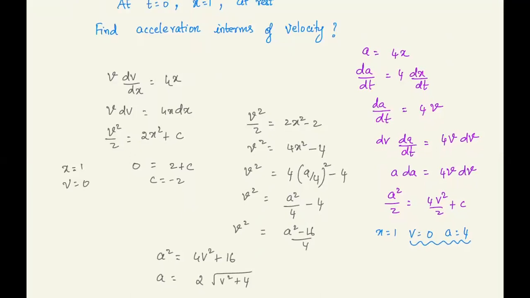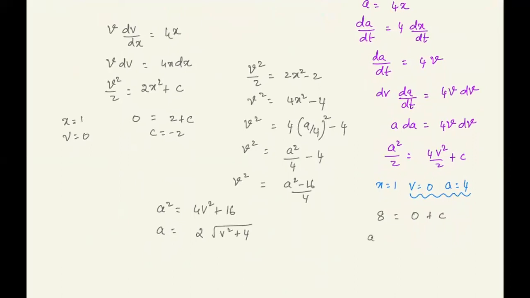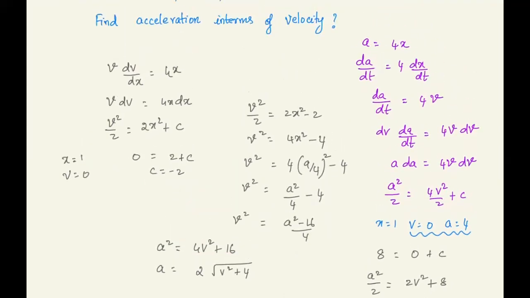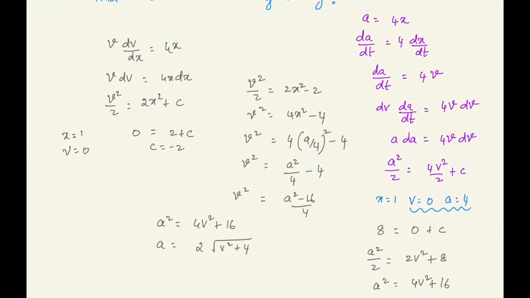So if v is 0, a is 4, you can substitute it back in the above equation and get that constant. So a is 4, meaning 16 by 2, 8, equals v is 0 plus c. Now that c value will be 8, or we can write this as a square by 2 equal to 2v square plus 8, or a square will be equal to 4v square plus 16. The same relation that we got over here. Okay, so straight away you get it in a direct manipulation. It's a very nice way of getting the relationship.